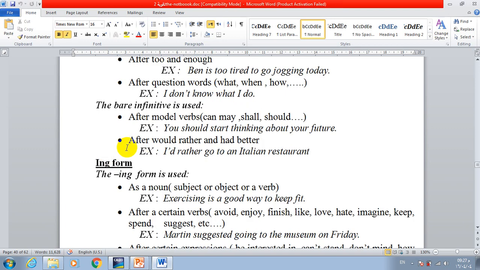We can use the bare infinitive after would rather and had better. Like you see in the example, I'd rather, it's the abbreviation for what? I would rather go to an Italian restaurant. Here we use the infinitive go after would rather.